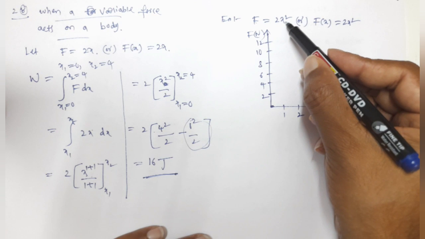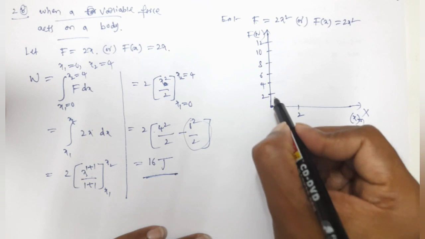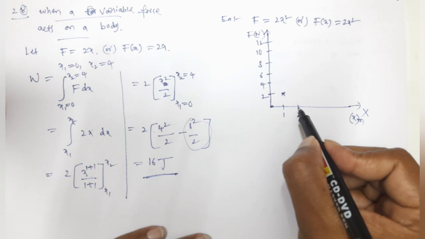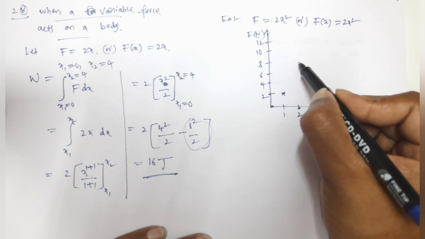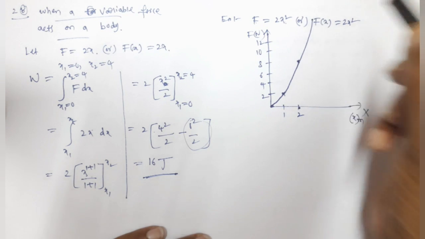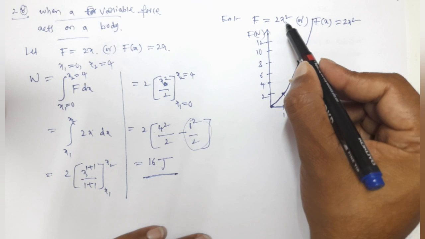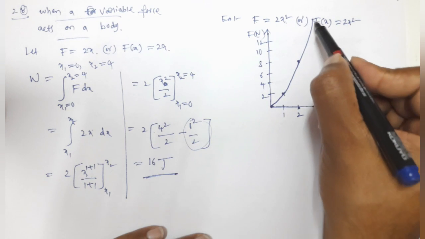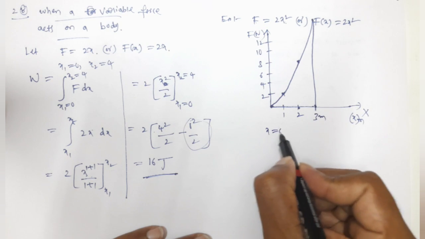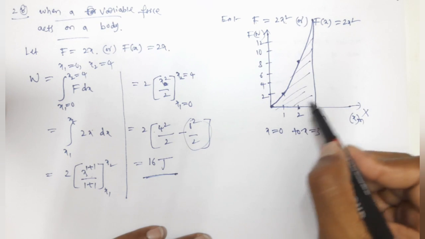Now if we substitute x equal to 2, 2 squared is 4, 4 2s are 8. If we substitute x equal to 1, you will get force equal to 2, the second point you will get here. And if x equal to 2, force equal to 8, you will get here. That means you get a curve like this. But I want to calculate work done from here to here. If we substitute x equal to 3, 3 square is 9, 9 2s are 18, that comes here on top. So this is 3 meters. Now we want to calculate work done from x equal to 0 to x equal to 3. That is nothing but the area under this curve. We get a curve, we don't get a straight line.